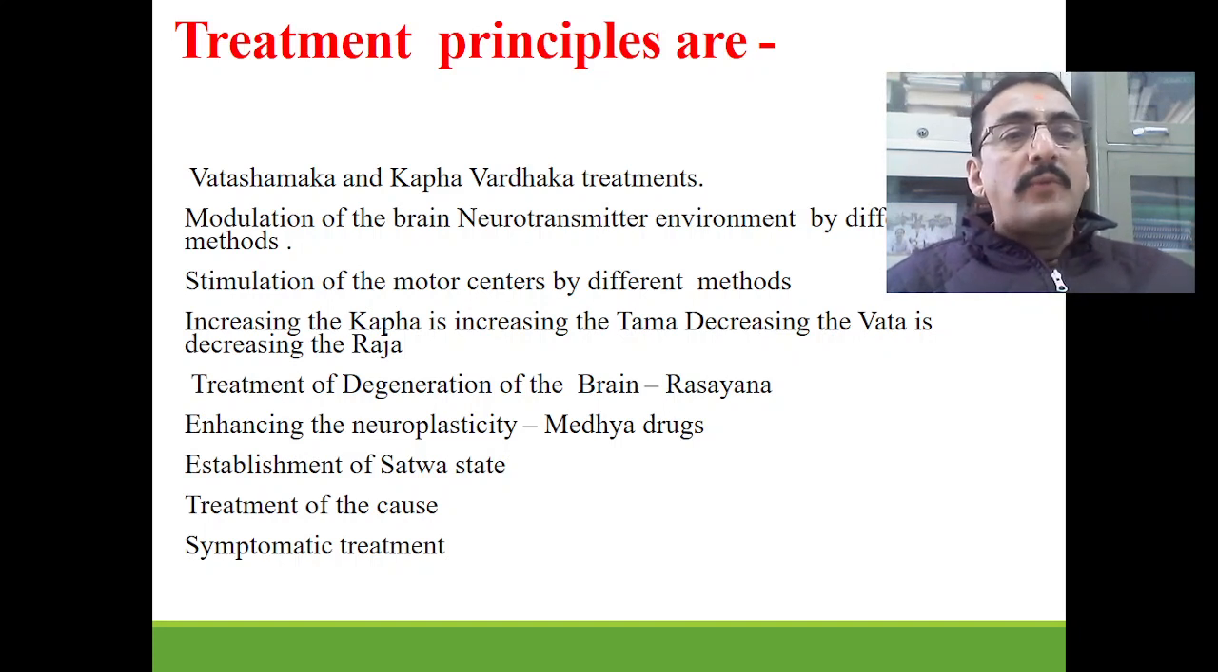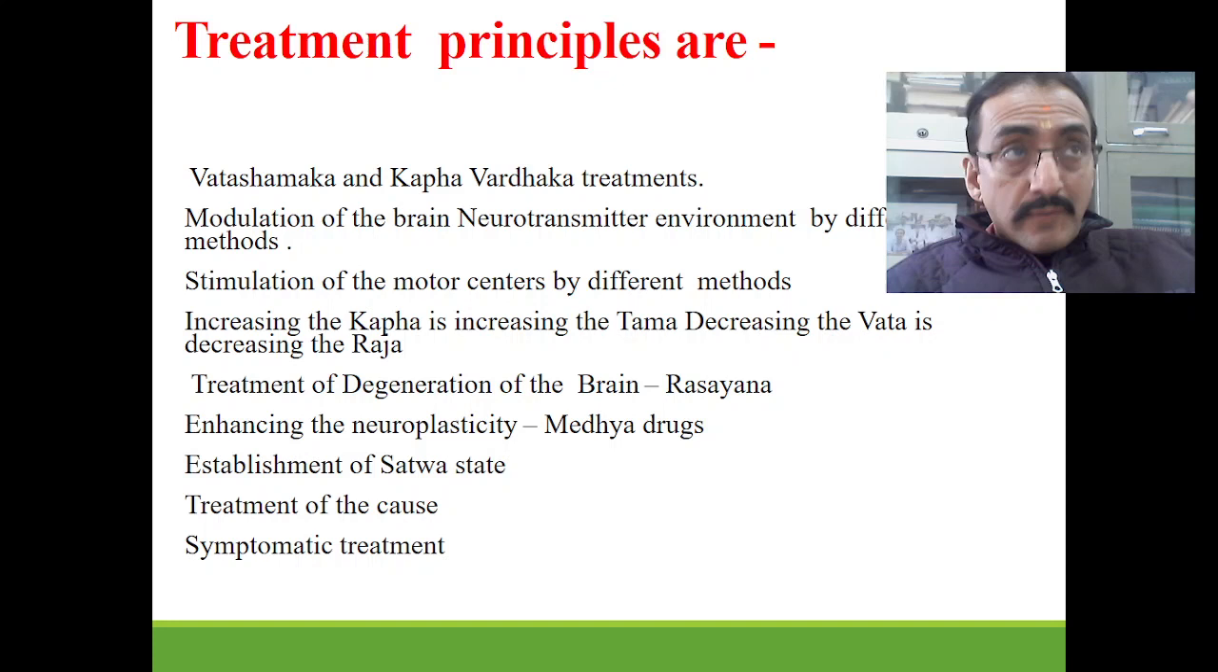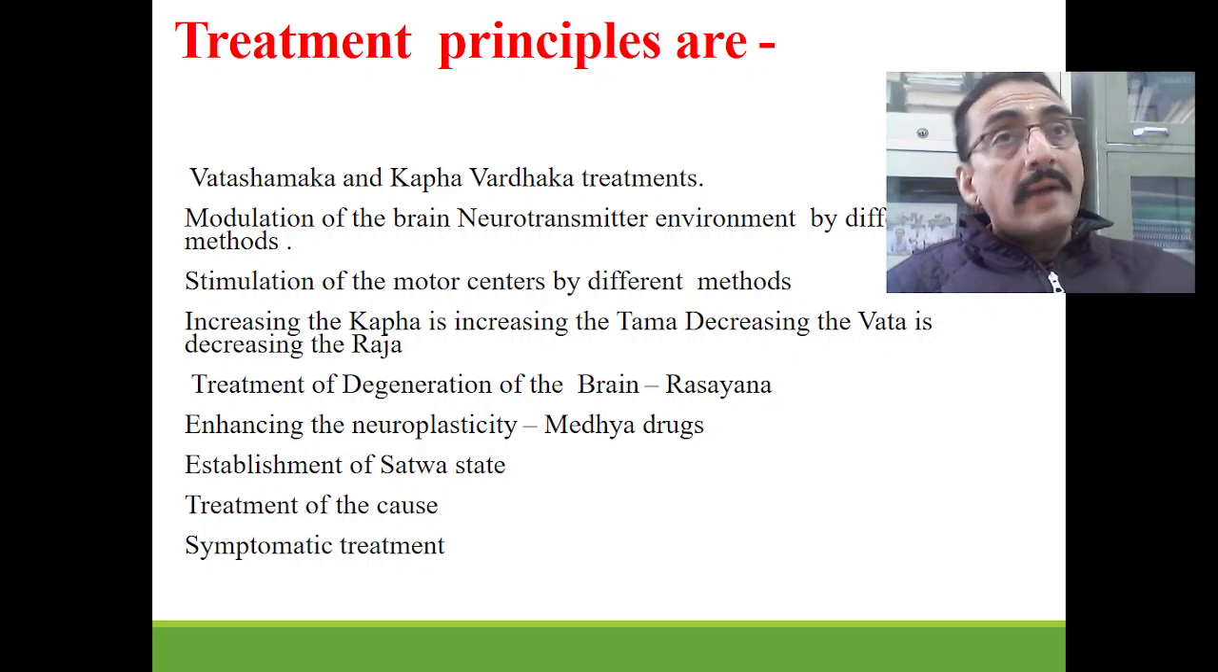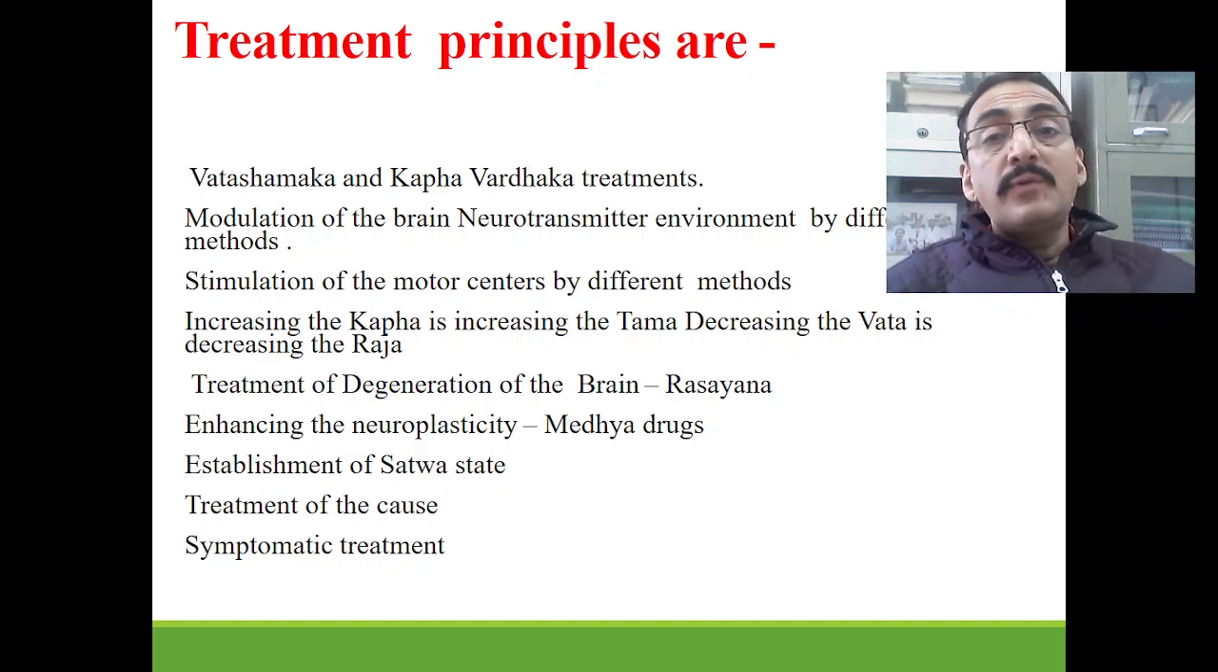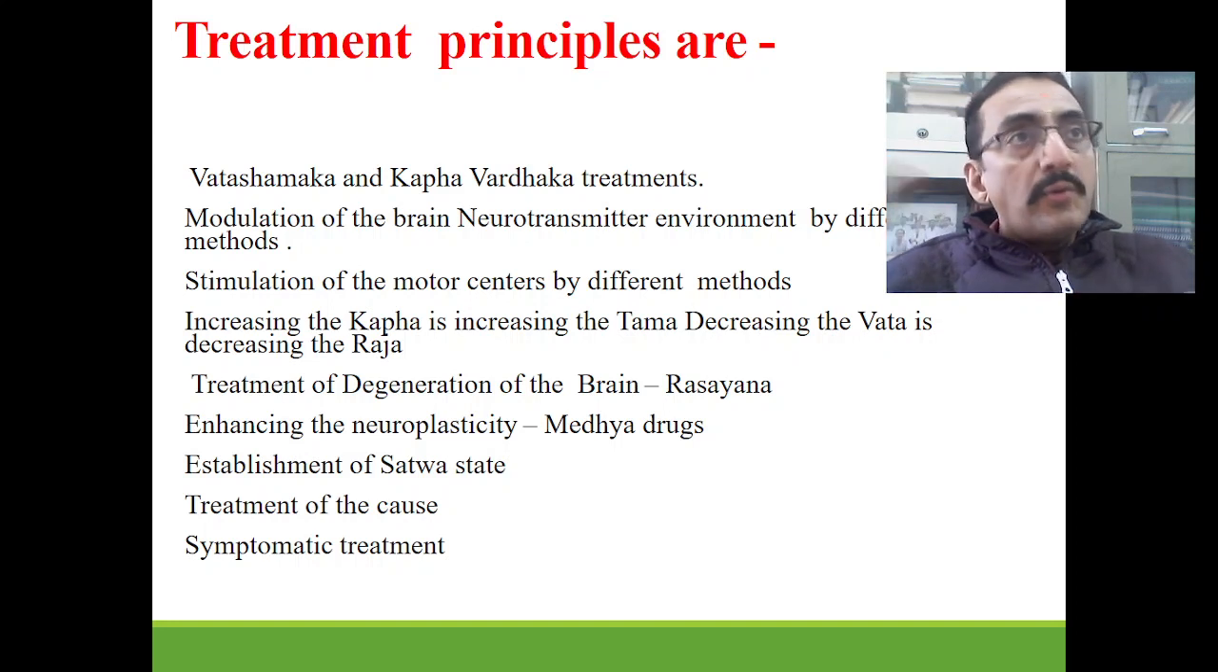Either I have to go for Vata Shamaka and Kapha Vardaka treatment, because Vata is excess increased. Either I will go for Vata Shamaka treatment, or I will go for Kapha Vardaka. If the inhibitor is increased, that is also okay. Then modulation of the brain neurotransmitter environment by different methods. I have to change the neurotransmitter environment, because in case of cerebral palsy now spasticity is there. The neurotransmitter environment inside the brain has been disturbed somewhere. Some way I have to correct it.